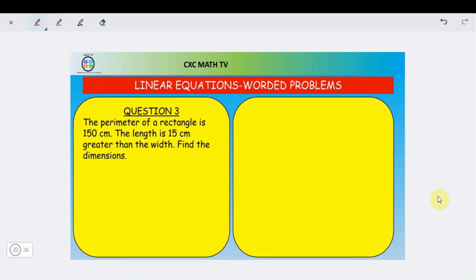Okay, this question here now. It says the perimeter of a rectangle is 150 centimeters, but the length is 15 centimeters greater than the width. Find the dimensions of the rectangle. Pause the video and attempt this question.